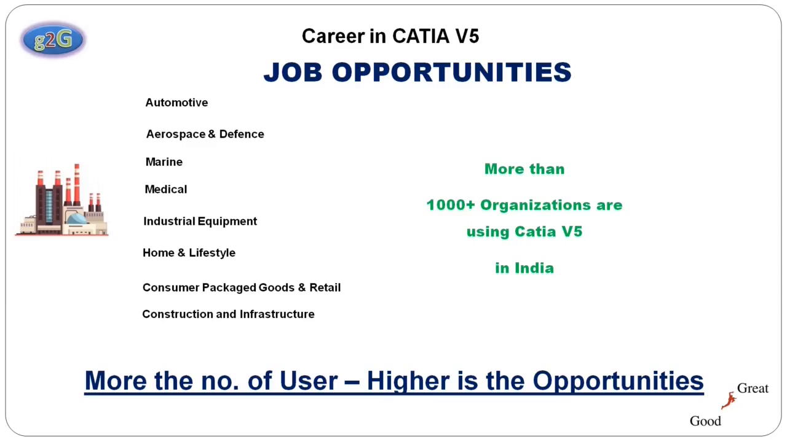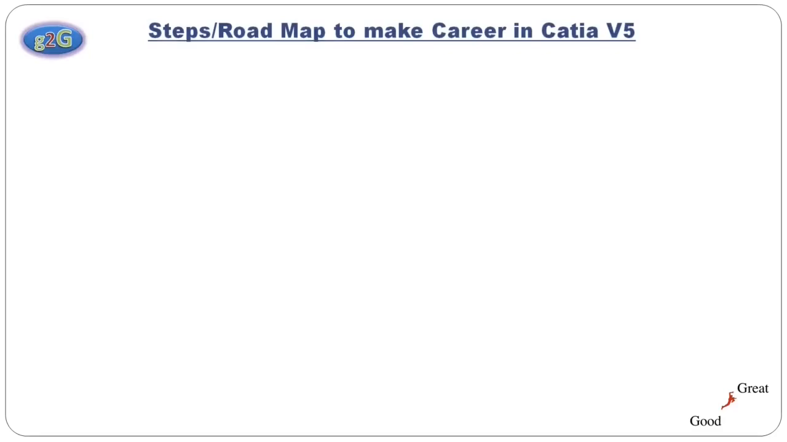It is used worldwide. More than 1,000 organizations are using CATIA in India. So there are huge job opportunities available in the market. So taking a decision to learn CATIA today can be a fruitful decision for a bright future. So let us discuss steps to make a career in CATIA V5.